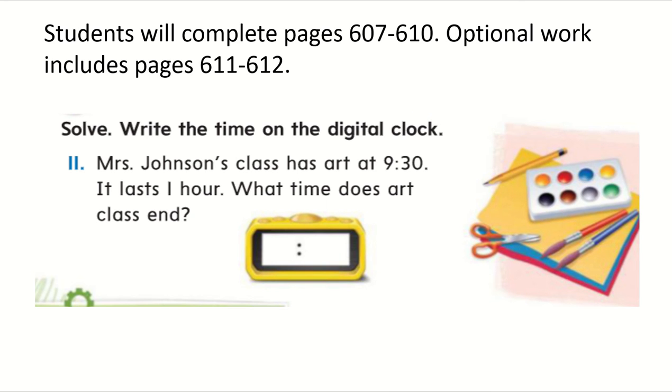So, solve. Write the time on the digital clock. Mrs. Johnson's class has art at 9:30. It lasts 1 full hour. What time does art class end? So let's think. Time is always going to go forward here, boys and girls. So if time is passing, it's going further along in the day. So if art class is starting at 9:30 and it lasts 1 hour, it means we have to add 1 more hour to this time right here. So all we're doing is adding an hour to this. And if you do 9 plus 1, that equals 10. And the minutes stay the same, 30.